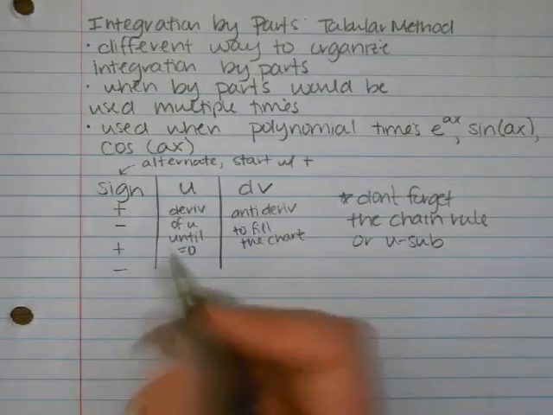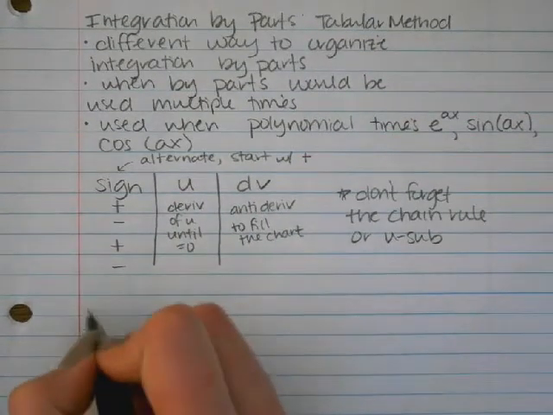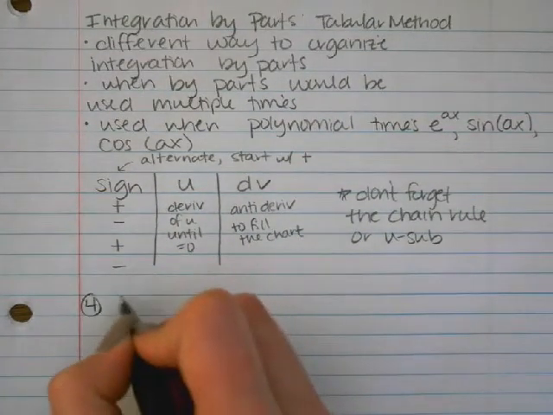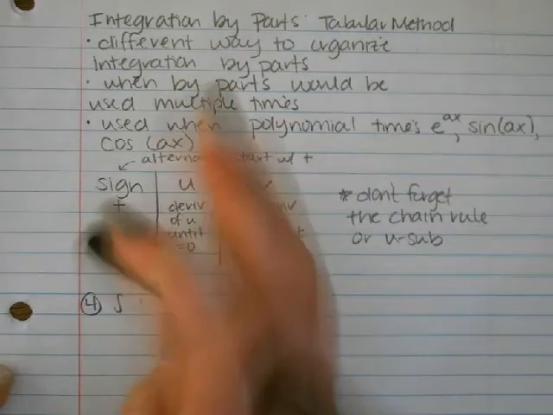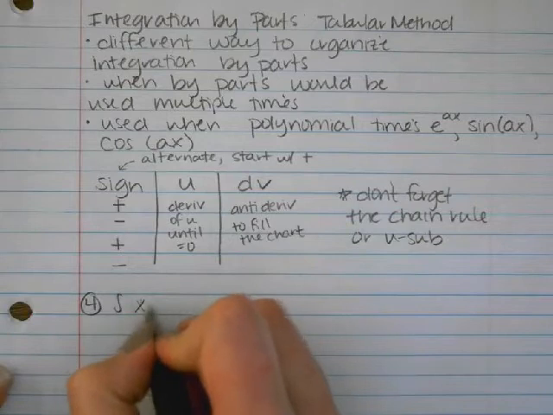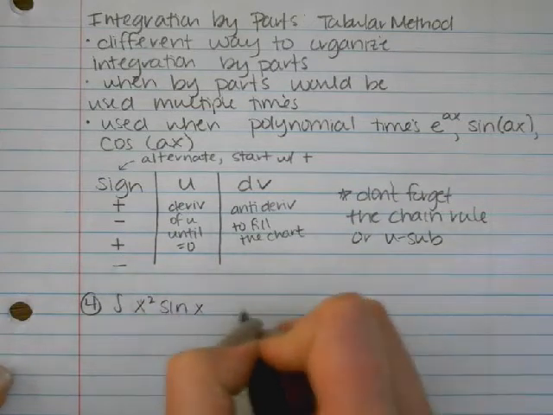All right, so the problem that we did last night at the end that was a pain in the butt was the, that's not a u, that should be an x. We integrated x squared sine x dx.